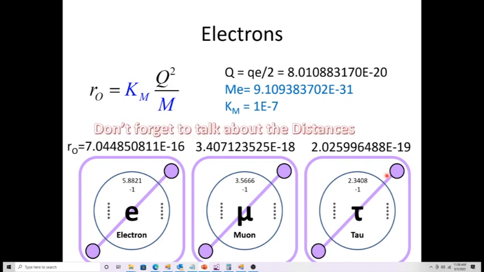Okay, again, don't forget to talk about the distances. I just did that. We're going to talk about why these distances look a lot larger than what scientists believe the size of an electron is. We're going to explain that more toward the end. But right now, look upon these as effective distances.